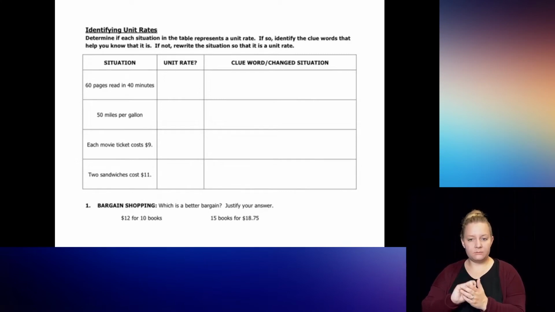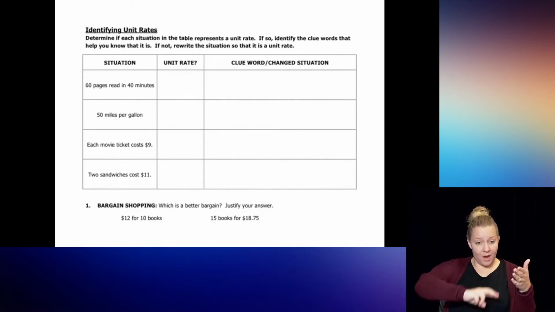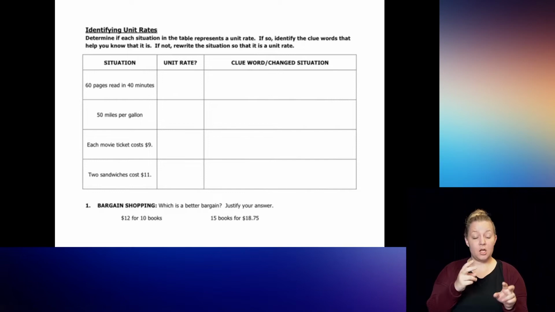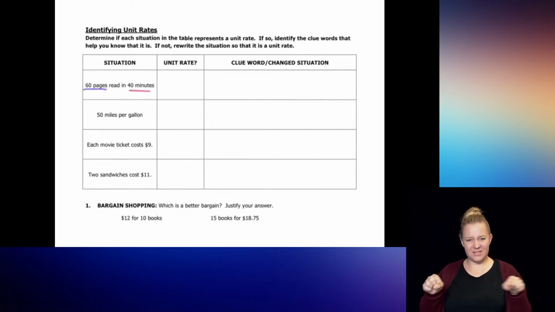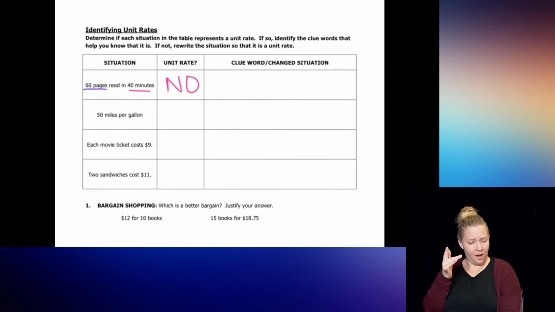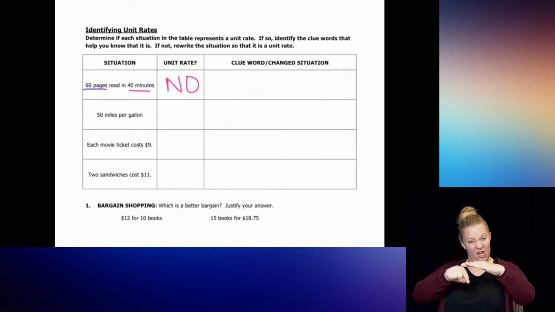So the first situation is 60 pages read in 40 minutes. I already know, because I see 2 numbers right here comparing 2 different things, 60 pages and 40 minutes, that this is not a unit rate. So we're going to put a no. The reason that it's not a unit rate is because I don't have a 1 in the denominator. I'm not just saying per 1 minute.